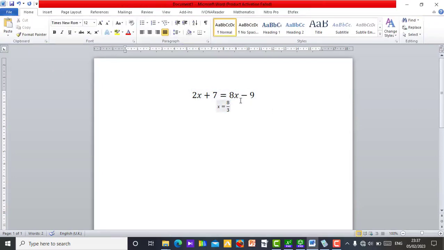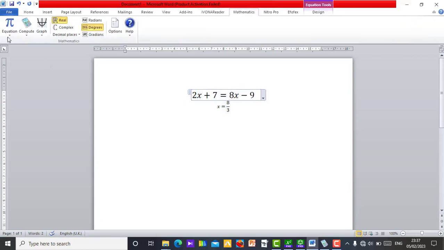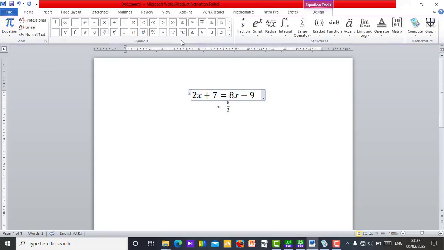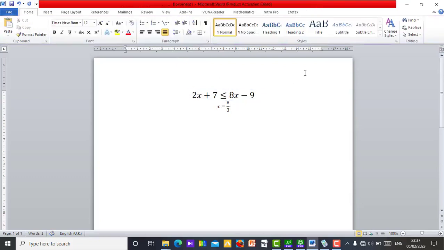2x plus 7 equals 8x minus 9. So you can actually solve simple equations using Microsoft Mathematics. Let's see if we can do something else. Let me get my mathematics as usual. Let me get other symbols. Let's use inequalities. Let me remove this. So if I turn it to an inequality symbol, you can actually do it and get your result.